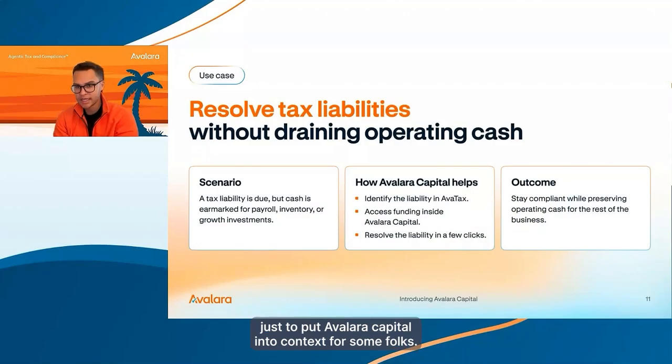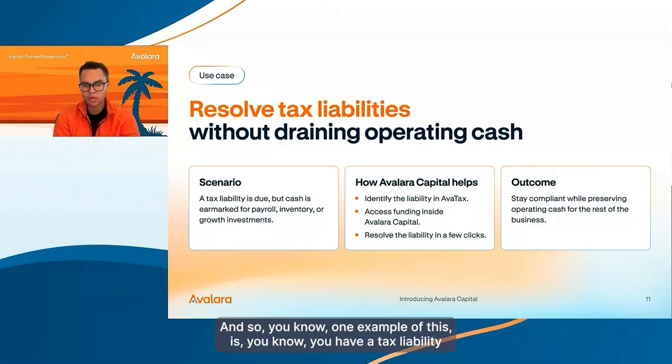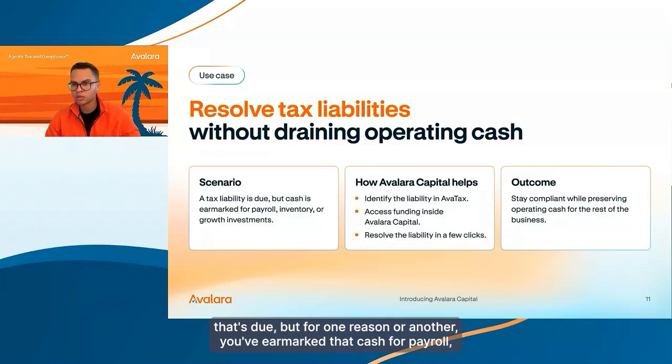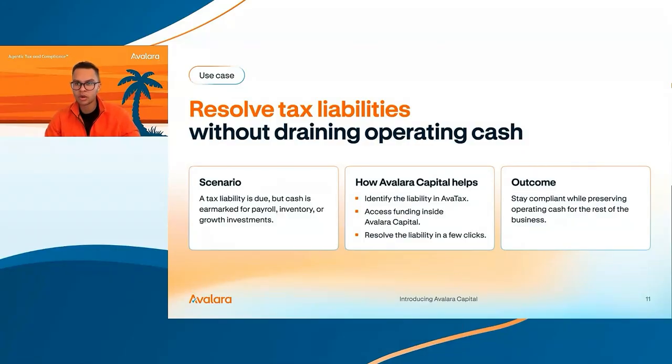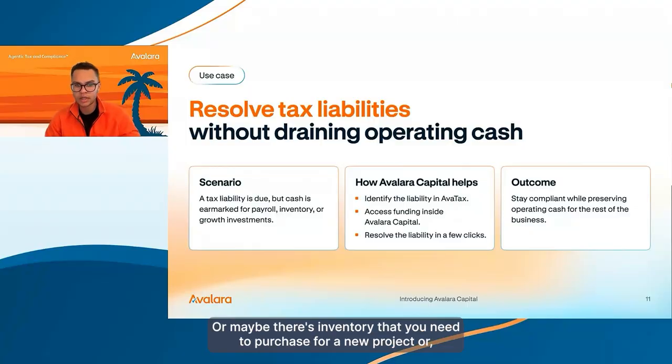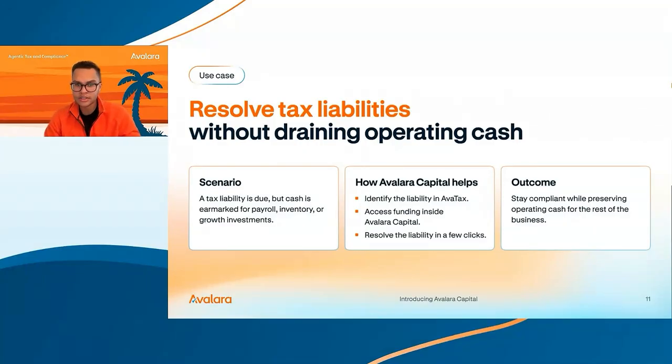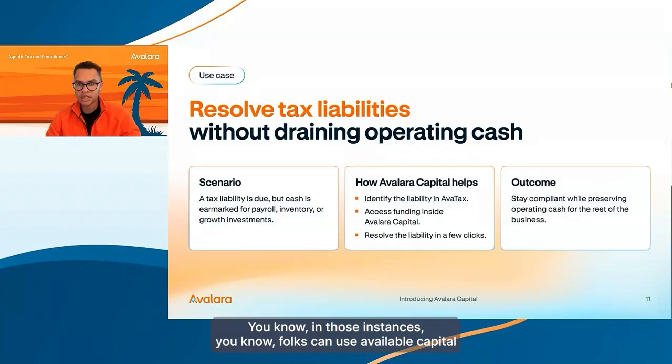We always think it's helpful just to put Avalara Capital into context. One example of this is, you have a tax liability that's due, but for one reason or another, you've earmarked that cash for payroll, right? You've got to pay your people and your team. Or maybe there's inventory that you need to purchase for a new project or new expansion opportunity, or just general growth investments. In those instances, folks can use Avalara Capital to finance the liability that's been identified in AvaTax. And then with just a few clicks, you can resolve that liability once the funds have hit your bank account.